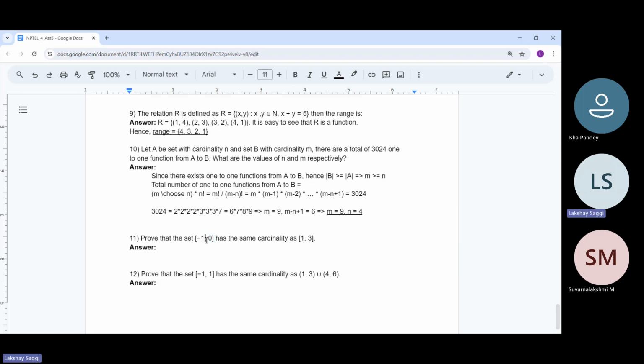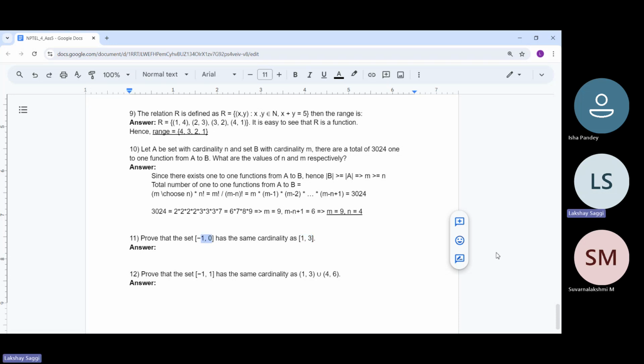Note that this is an infinite set and this is also an infinite set, because the number of real numbers between -1 and 0 is infinite. Similarly, these are also infinite. But it seems that this should be twice the infinity of this, right? Because it has a lot more numbers than this interval.